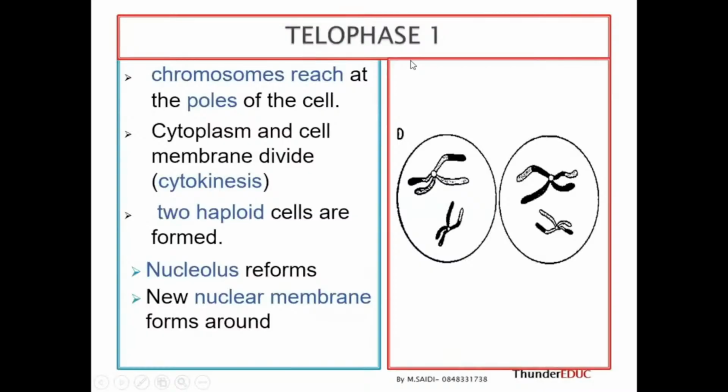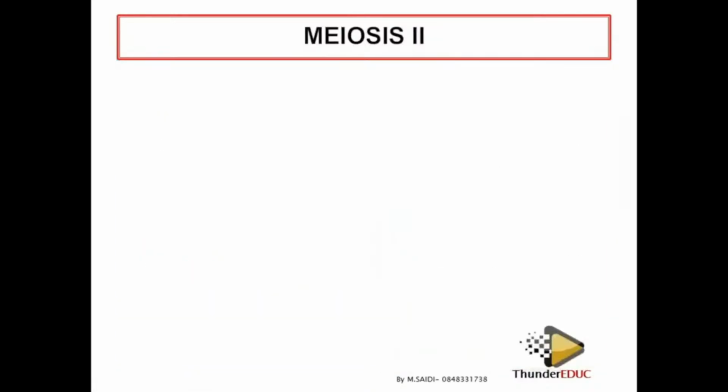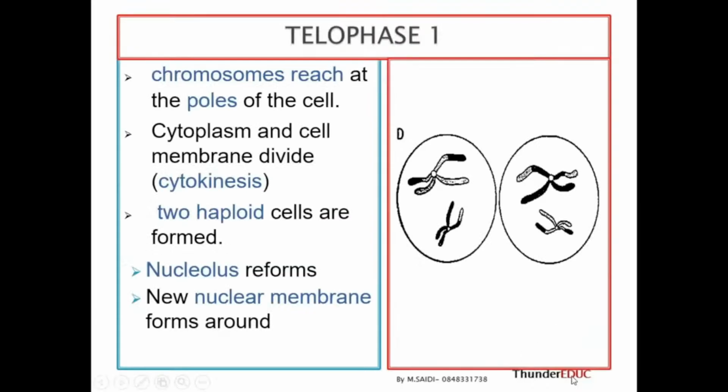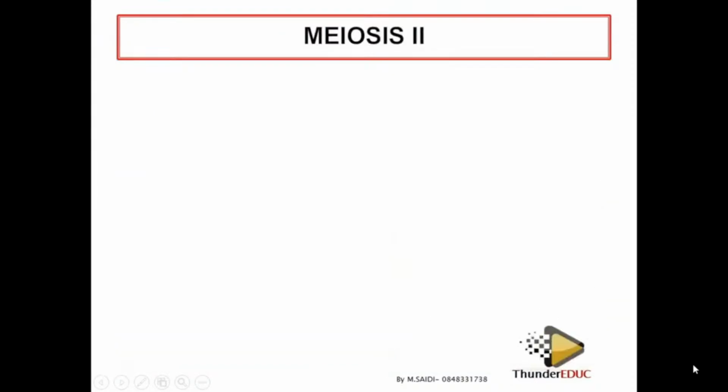So this is what I'm trying to say. Now we form 2 cells. Cytokinesis took place, and now the nuclear membrane starts to reappear, and the cell goes back as if it is in prophase. Now each cell will undergo meiosis II. This one is going to undergo meiosis II, and this one too, so that you form 2 here and 2 here. When you add them, you form 4 cells.